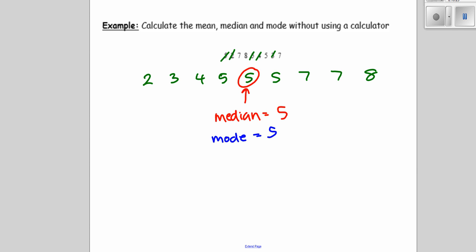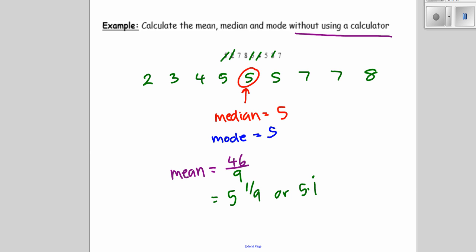And the mean. Did you get 46? Something like that. It's 5.1 recurring. But this is non-calc. We know that 9 is 5. So 5.1 recurring, because 1.9 you would know. Anything over 9 is like 4 nines is 0.4 recurring.